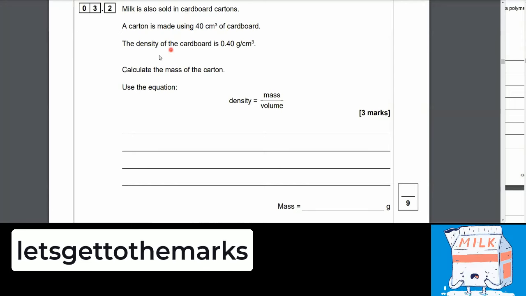3.2, milk is also sold in cardboard cartons. A carton is made using 40 centimeter cubed of cardboard. The density of cardboard is 0.4 gram per centimeter cubed. Calculate the mass of the carton.